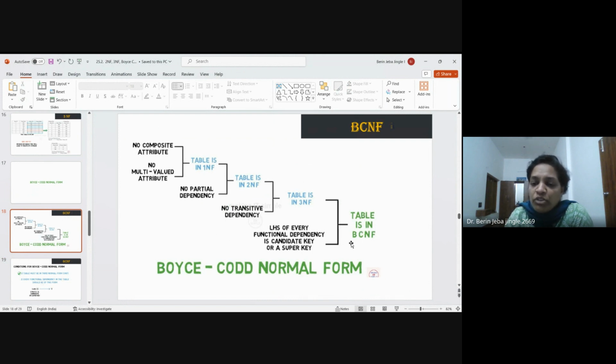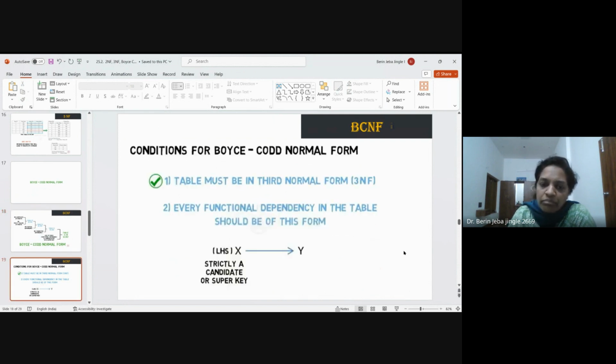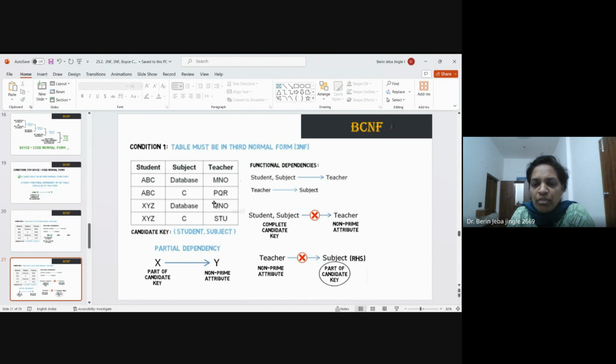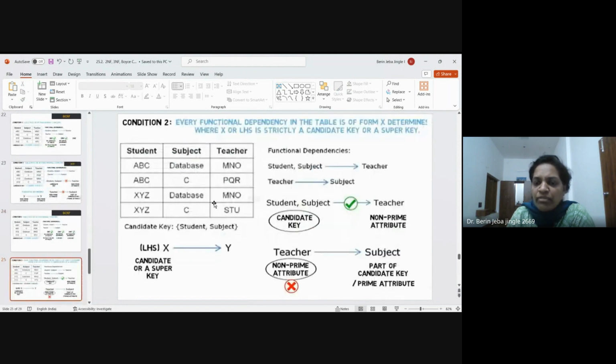Again, when we come to the Boyce-Codd normal form, the left-hand side attributes must always be a candidate key or a super key. This LHS must be strictly a candidate key or a super key. So when the table is satisfied with first, second and third normal form, we come to Boyce-Codd normal form.